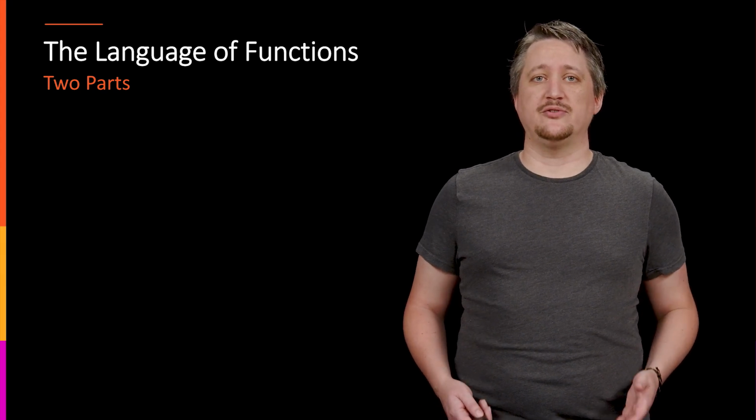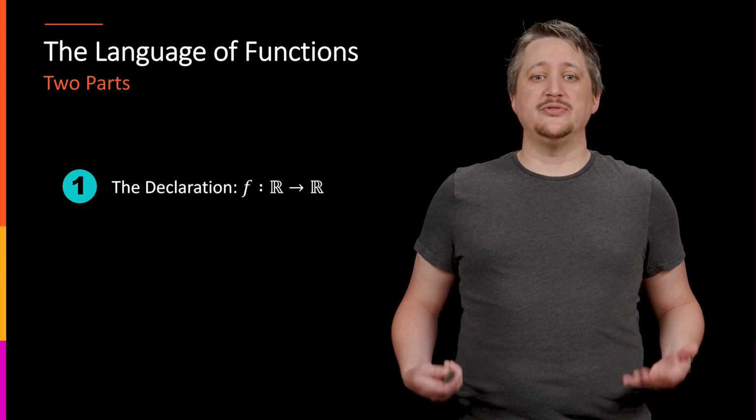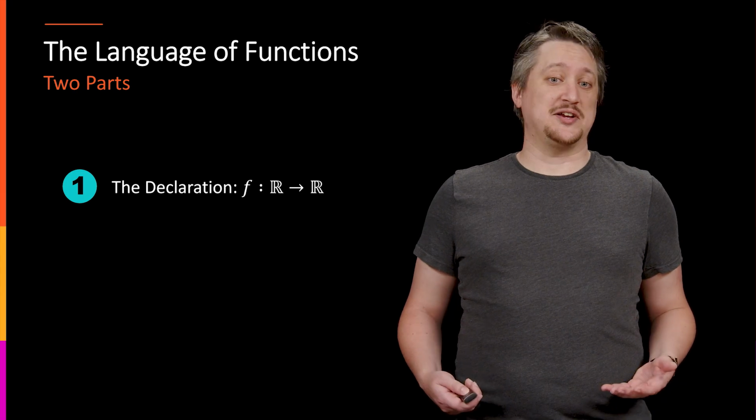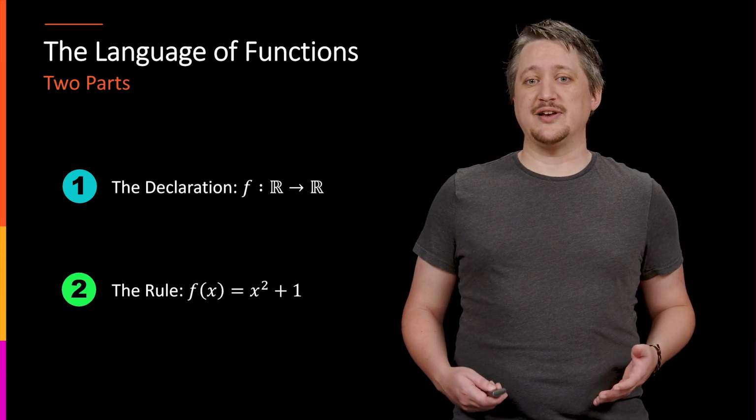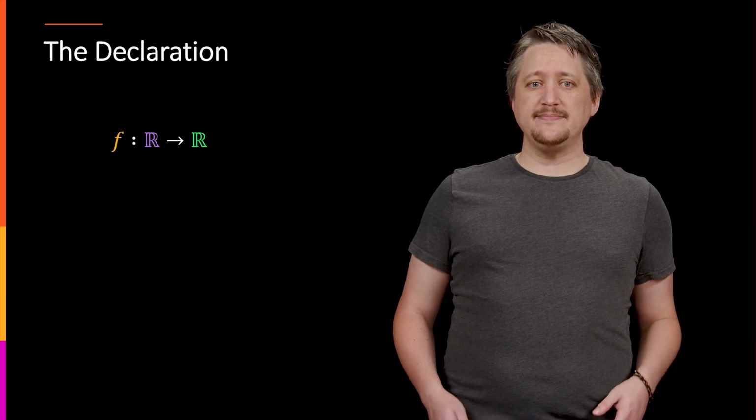So there are two parts to a function. The first part is the declaration of the function. The second part is the rule of the function. So we're going to tackle each of these things separately. The declaration looks like this.